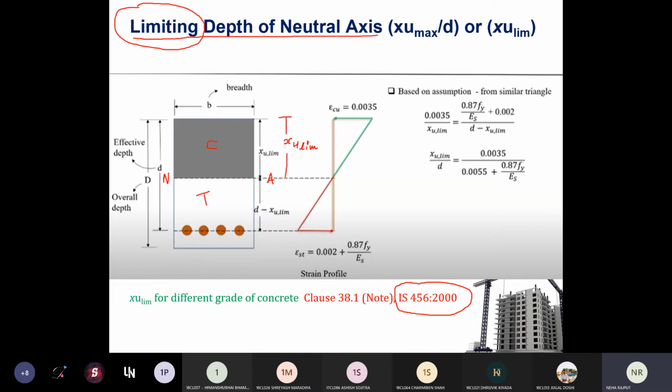जहाँ पर भी है, ये जो भी Xu कैसे फाइंड करना है I will show you, but this way you can identify the Xu. What is Xu? The distance between the top of the section to the line which will divide compression and tension. So the bottom part will be d minus Xu, as I explained earlier. This small d is nothing but the effective depth of the beam.